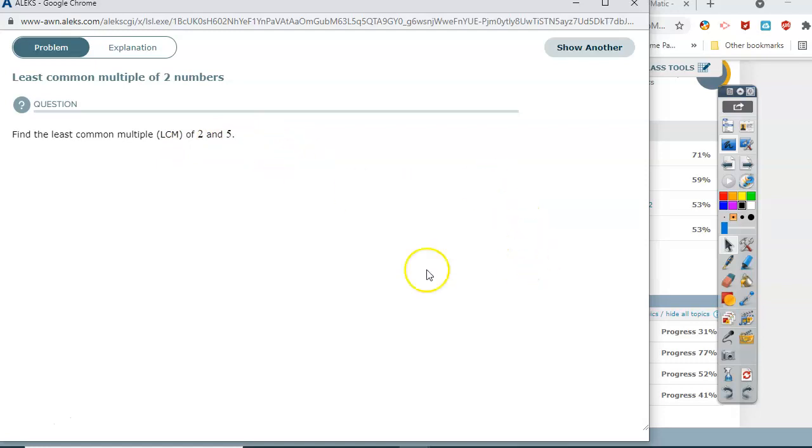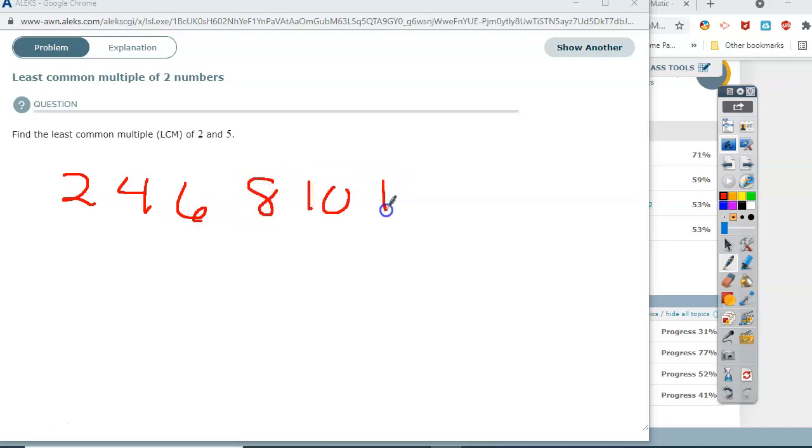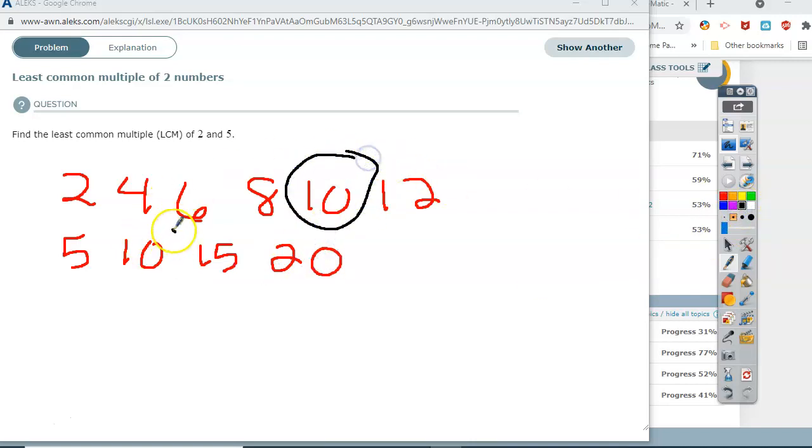All right, so 2 and 5. 2, 4, 6, 8, 10, 12. And then 5, 5, 10, 15, 20. What's the first number they had in common? 10. There you go. Yes, this makes sense.